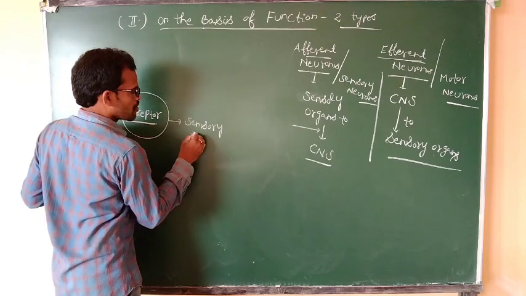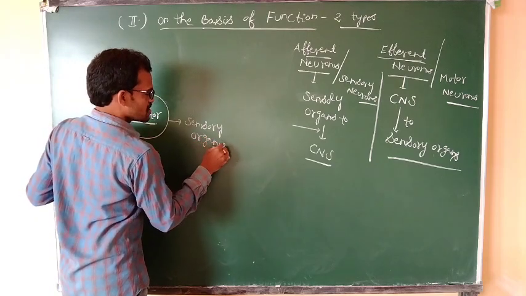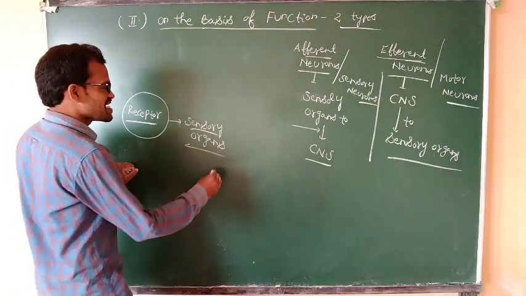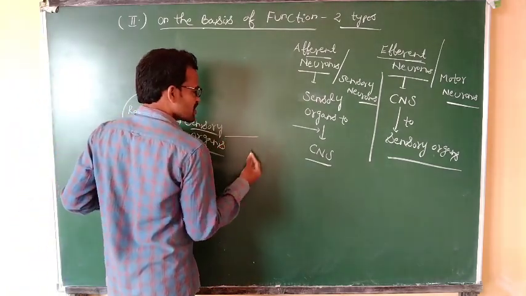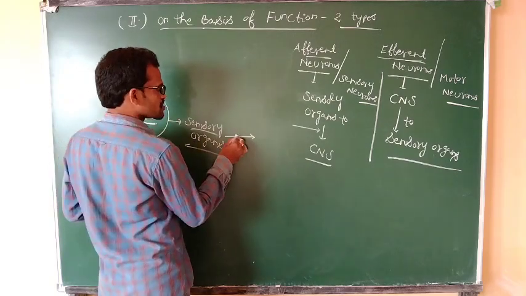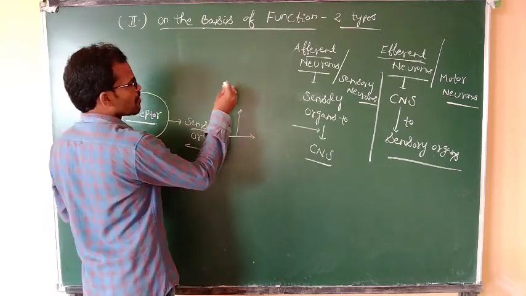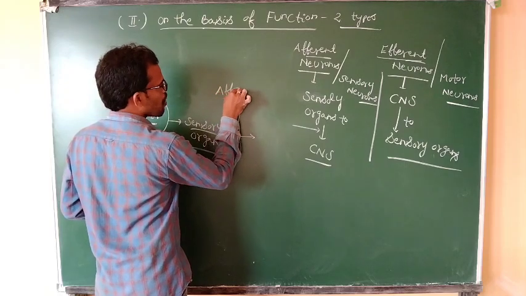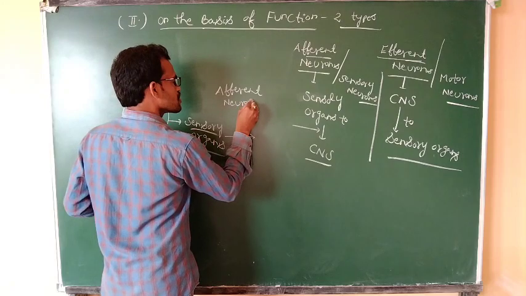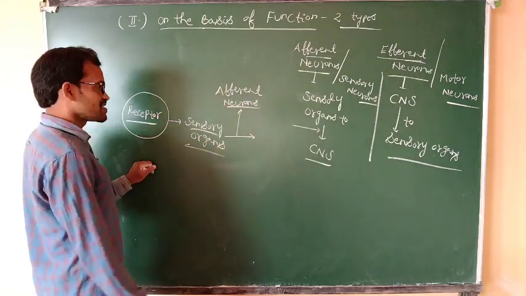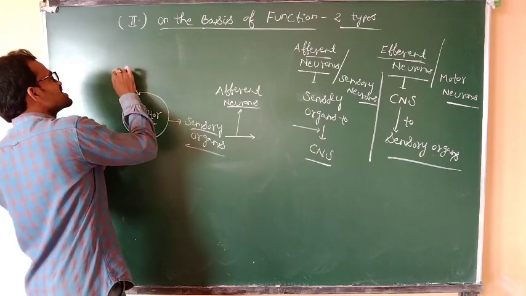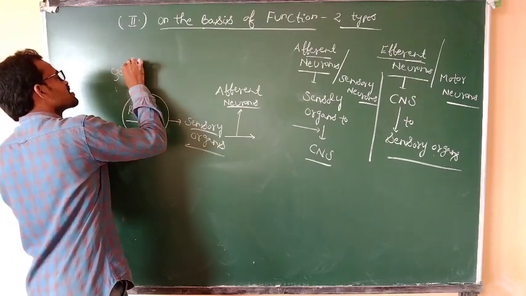The receptors are present in the sensory organs. The sensory organs consist of afferent neurons. The sensory organs consist of receptors. The receptors receive the stimuli.